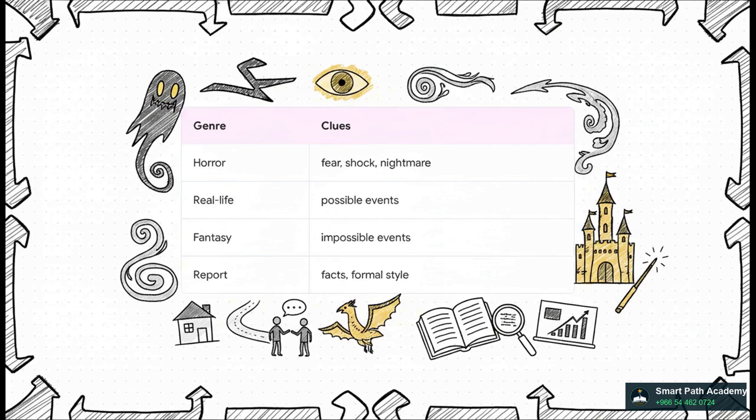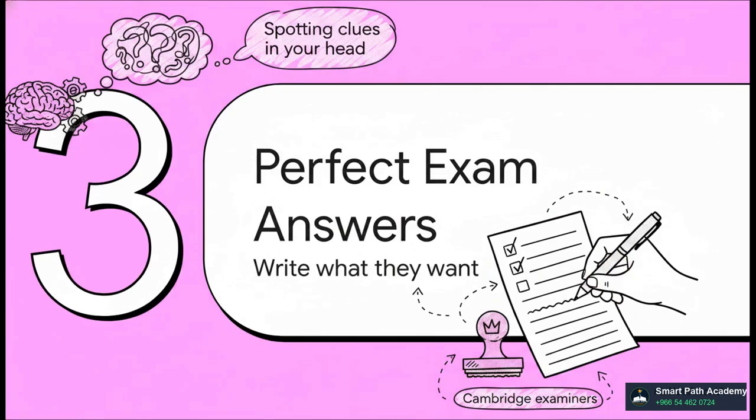If we're talking fantasy, look out for impossible events and a magical world. And if you're tackling an information report, your main clues are going to be facts, a third-person perspective, and a formal style. Using these exact words is exactly what secures your marks for sure. Moving right along to Section 3, perfect exam answers. It's all about writing exactly what they want.